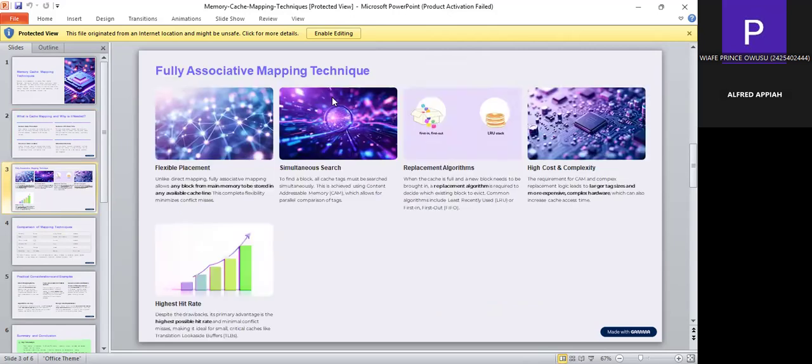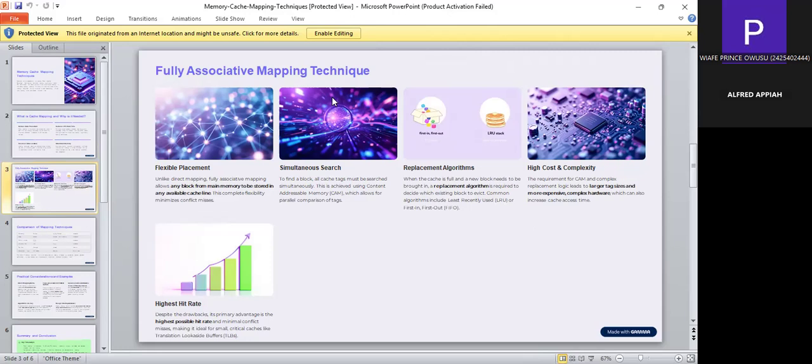We have flexible placement. So unlike direct mapping, fully associative mapping allows any block from main memory to be placed in any cache line. This complete flexibility minimizes conflict risks. Now, the hardware must search all lines simultaneously. This is achieved using content addressable memory, or CAM, which does parallel comparison of tags.